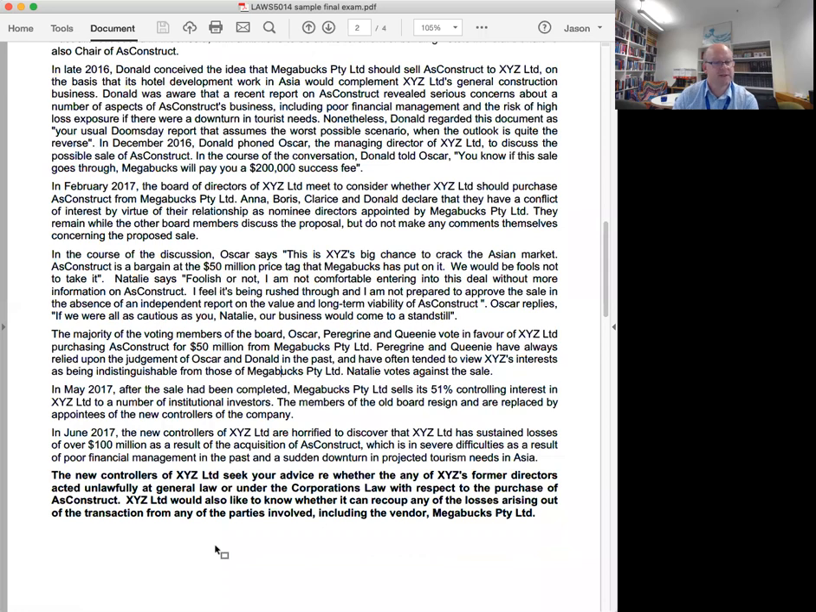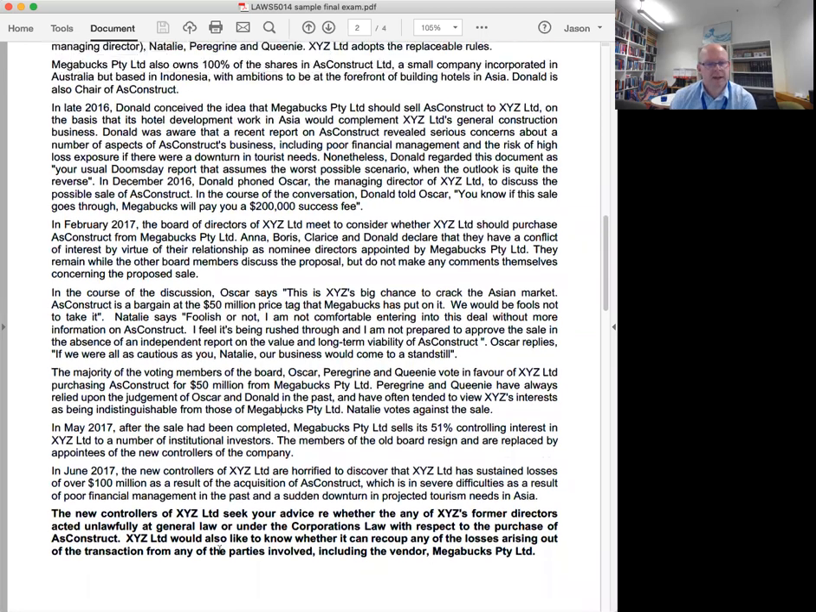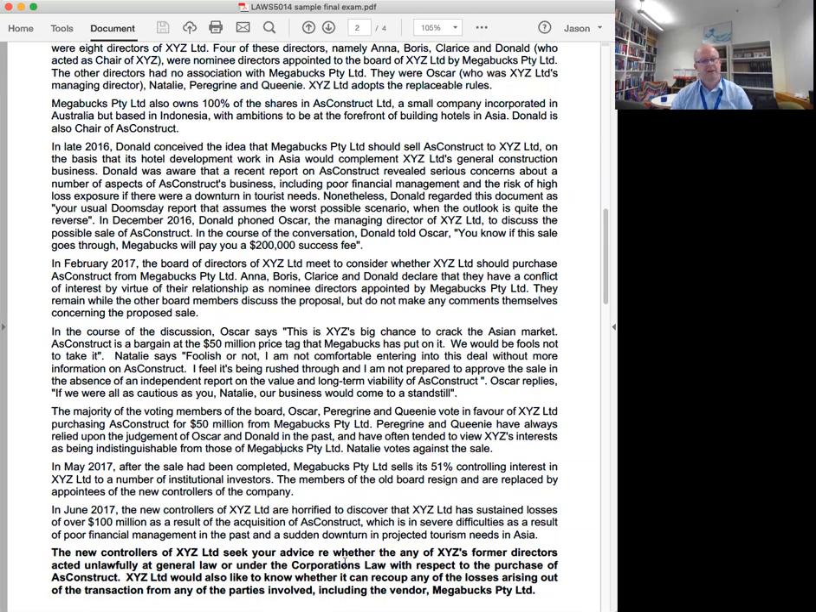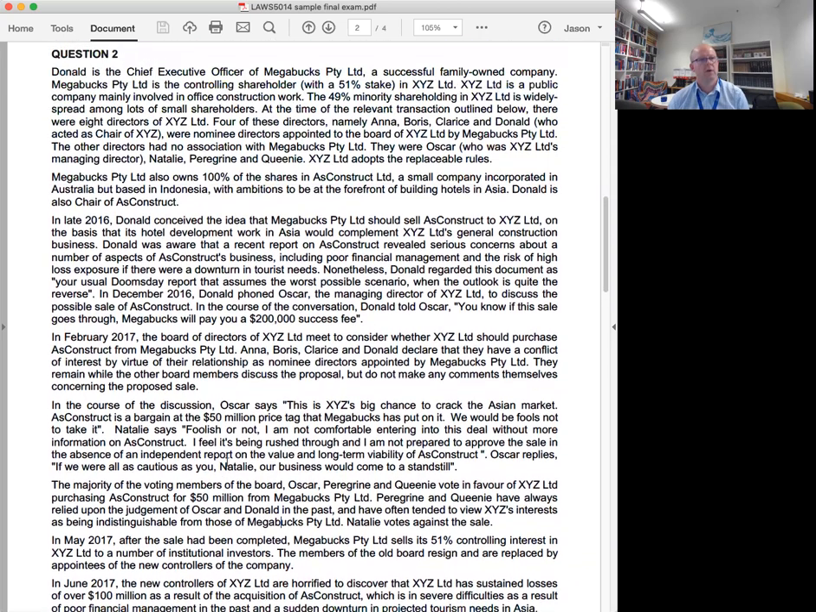The new controllers of XYZ seek your advice as to whether any of the former directors acted unlawfully in general or under the Corps Act with respect to the purchase of this business, and would also like to know whether it can recoup any of the losses arising out of the transaction, including from the vendor. Okay, so the new controllers want to know, can XYZ sue the former directors? So just the way the question's worded, I'd be thinking, is this going to be a Regal Hastings type issue? Is this director's duties? Right, so let's have a look.